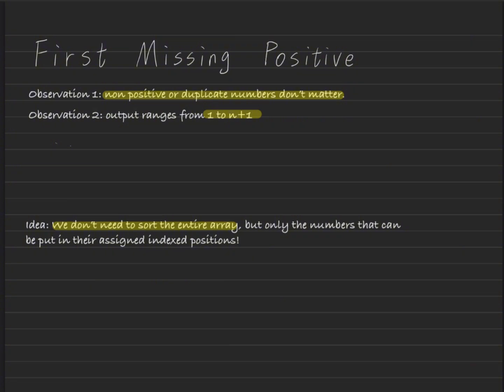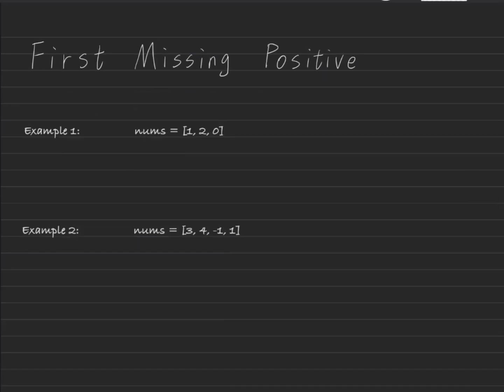We just need to try our best to put the numbers in their respective assigned index position. That way, if at a certain position, the value does not match its index, we know that this number is missing from the array. Now, let's go over the examples again.